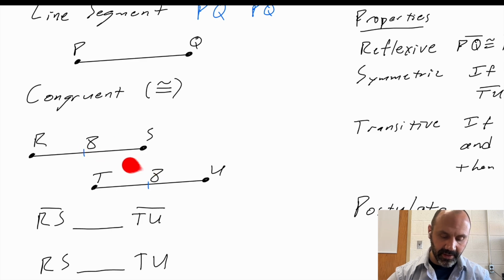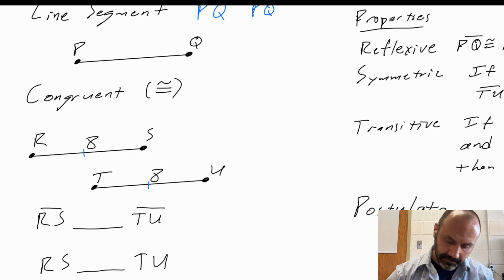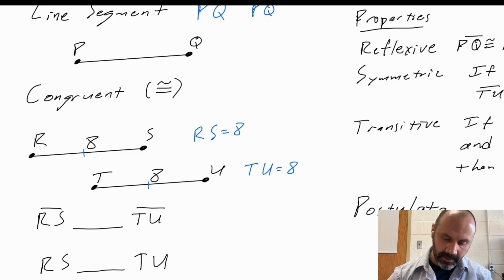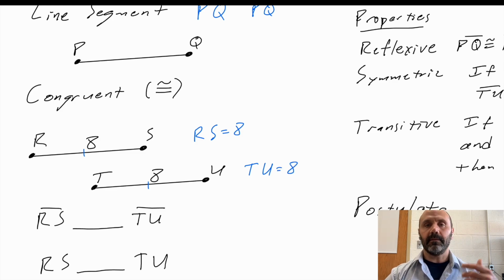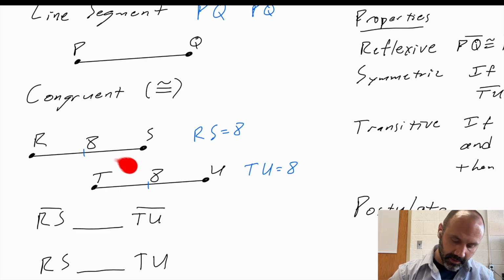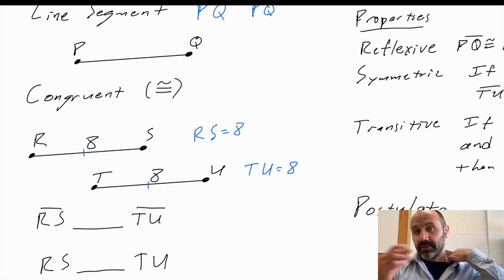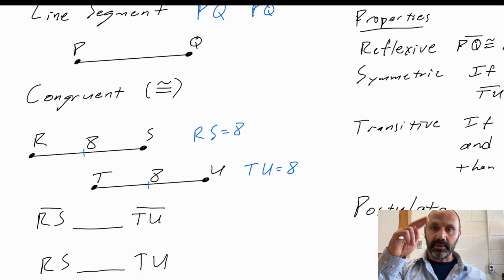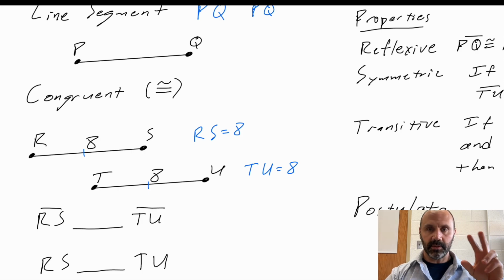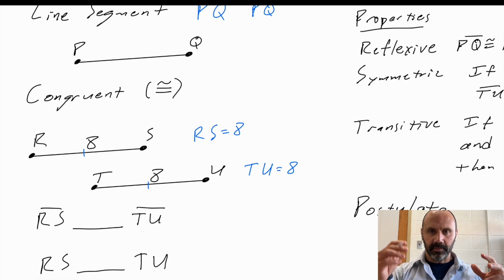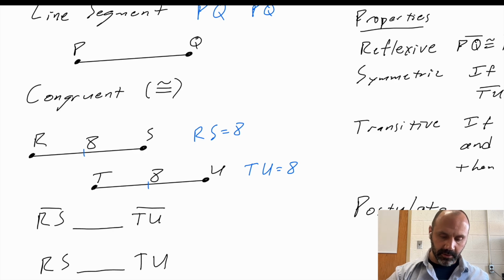So these both have length 8. So I could write the length of segment RS equals 8. The length of segment TU equals 8. Since they have the same measurement, that means that they are congruent. And since they're congruent, we have these little tick marks indicating that. If you've got two different sets of lines that are congruent, then you can put two tick marks on two of them to indicate that they're congruent to each other, but different from the other ones that only have one tick mark on them. So we use multiple tick marks to indicate what's congruent and what's not.